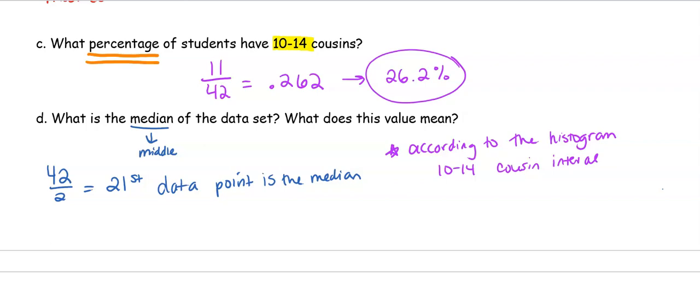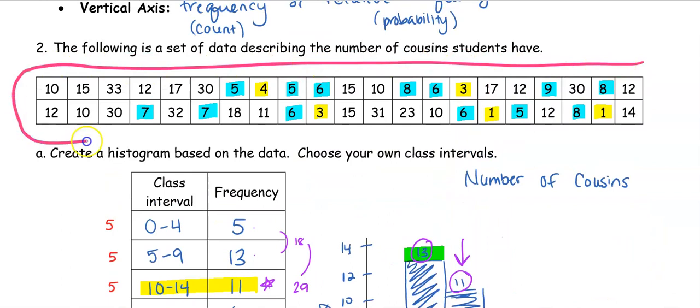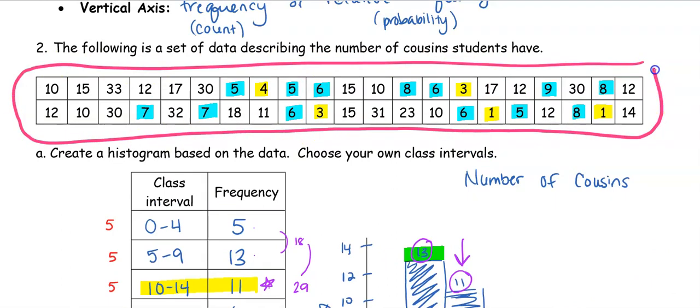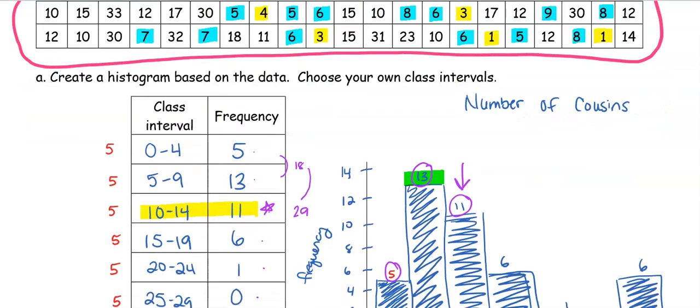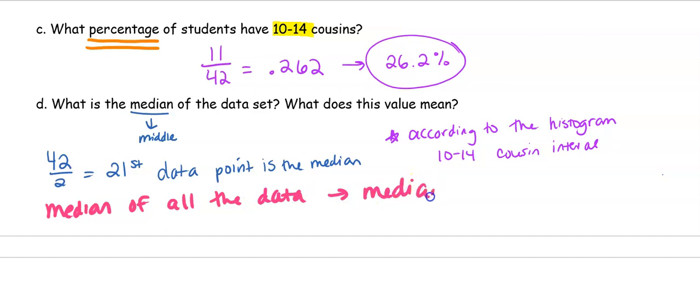If we look here, we have all of the data. So if I were to go back to the original data, which most of the time you don't have, you just have the histogram, and you calculate the median of all the data, the median is actually at 10. But again, you can look at it from two different directions. If you look at it from the histogram, you're looking for the 21st data point, which is going to happen within that interval of 10 to 14.